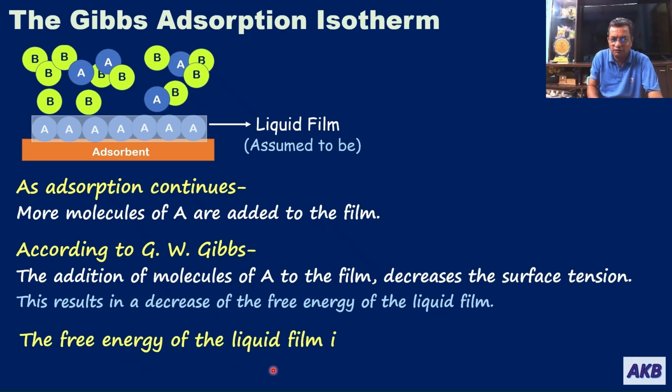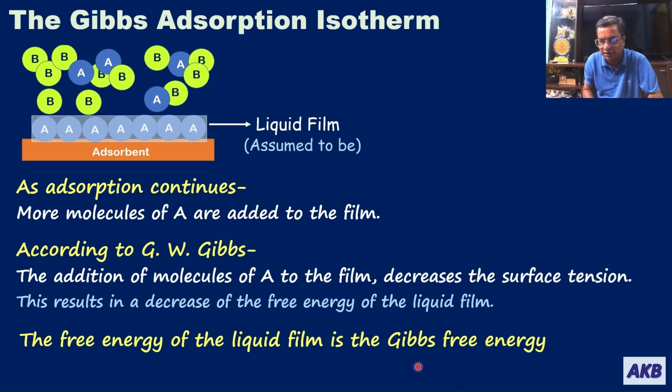The free energy of the liquid film is the Gibbs free energy, that we call the free energy as Gibbs free energy. So basically, once a layer of adsorbed molecules is formed on the surface of the adsorbent, it behaves like a liquid film. And when more adsorption takes place, that is, more molecules of A are added to the film, the surface tension of the film decreases, which decreases the free energy, that is, Gibbs free energy of the liquid film.